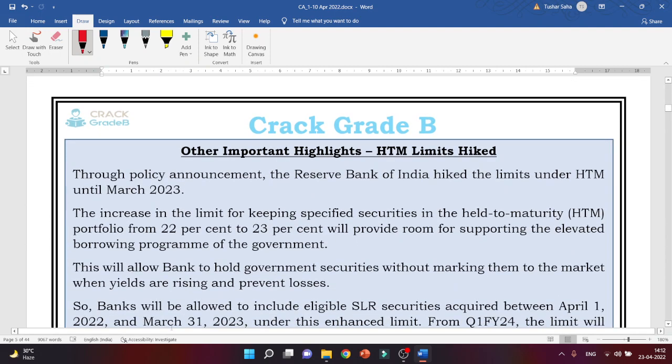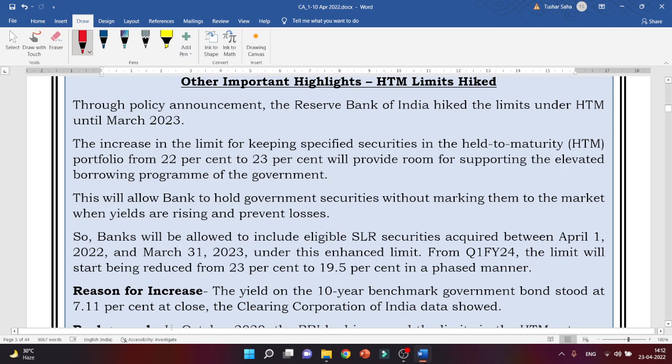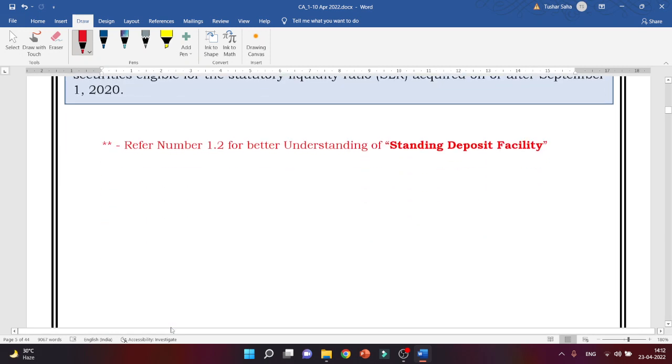Now let's move to the next, that is the held to maturity limit hiked, right? The limit was 22%. Now it has been hiked to 23%, right? The rest, if you go through it, you will understand what this is.